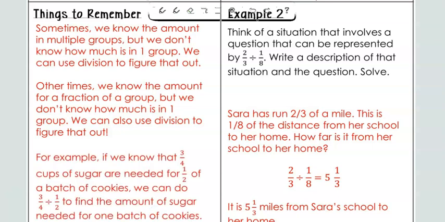For example, if we know that 3/4 cups of sugar are needed for 1/2 of a batch of cookies, we can do 3/4 divided by 1/2 to find the amount of sugar needed for one batch of cookies.